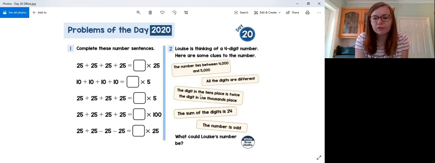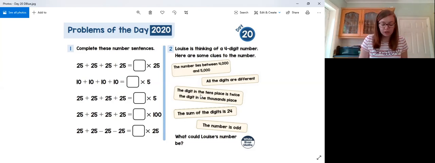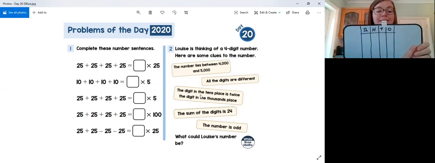Okay, last question for us then. Blue question, day 20. Louise is thinking of a 4-digit number. Here are some clues to the number. What could her number be? Now, because I know it is a 4-digit number, the first thing I'm going to do on my whiteboard is label the place value names of those 4 columns. So we have thousands, hundreds, tens, and ones.